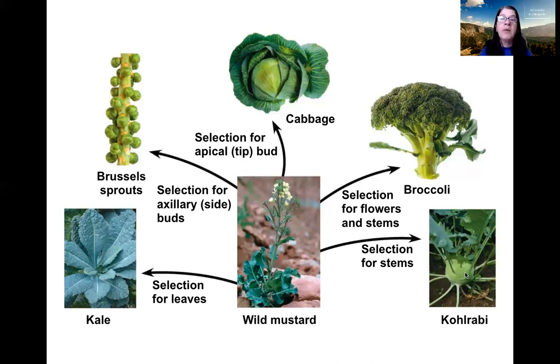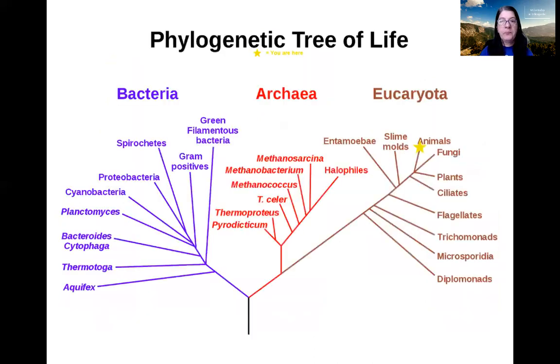So humans have manipulated their crops, humans have manipulated their domesticated animals in order to select for specific desirable traits. Okay, and I'm going to stop right here, and we're going to finish this next lecture.